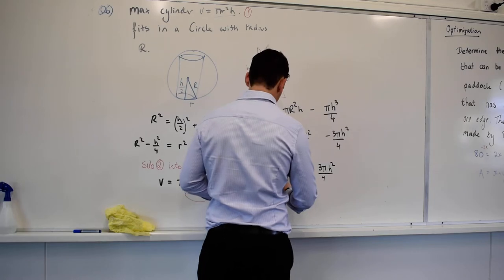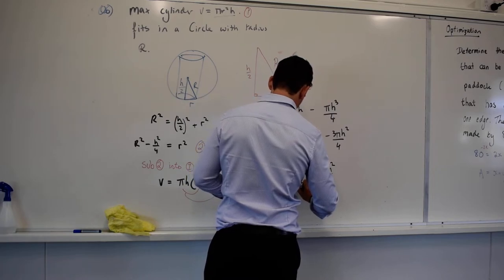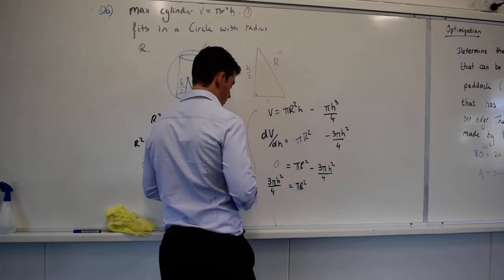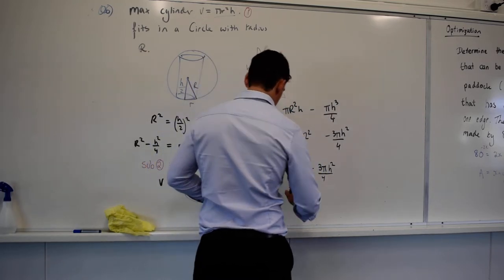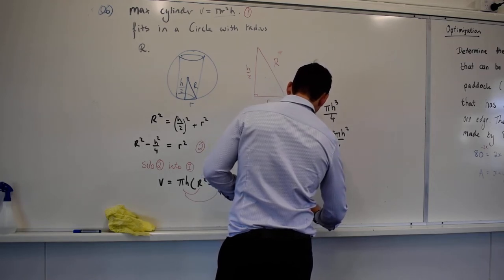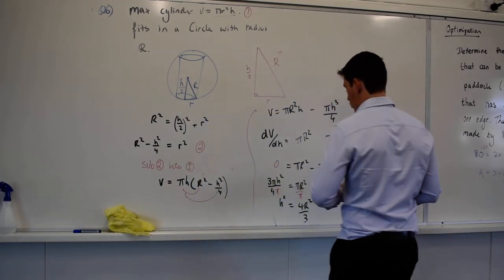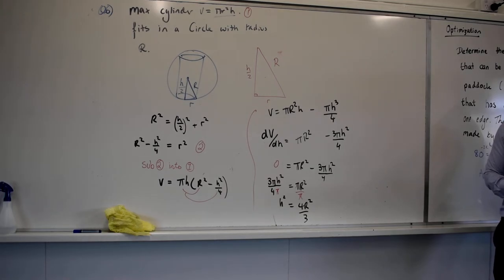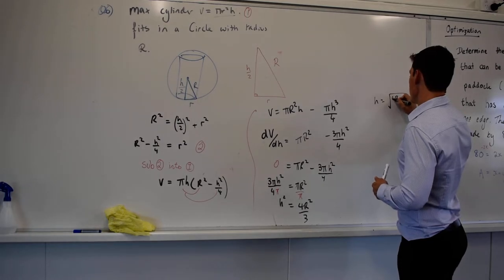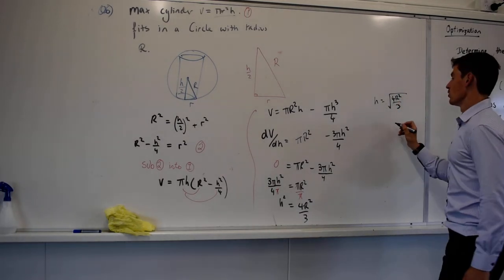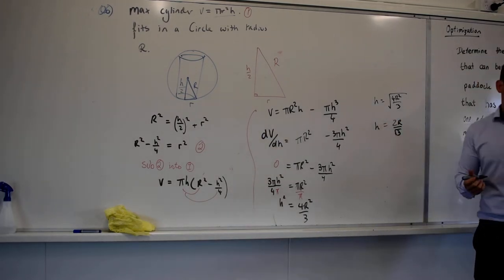I isolate h. Divide both sides by pi. Times both sides by 4 on 3. I get h squared equals 4R squared on 3. What do I do to get rid of the squared? Square root. Very good. h equals the square root of 4R squared over 3, which equals 2R over root 3. That's my height.